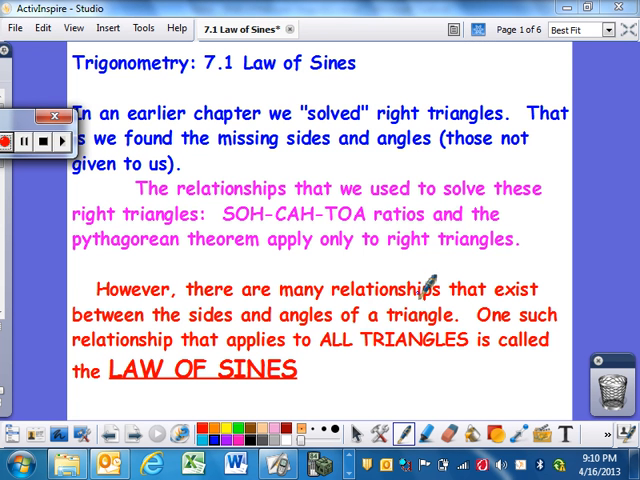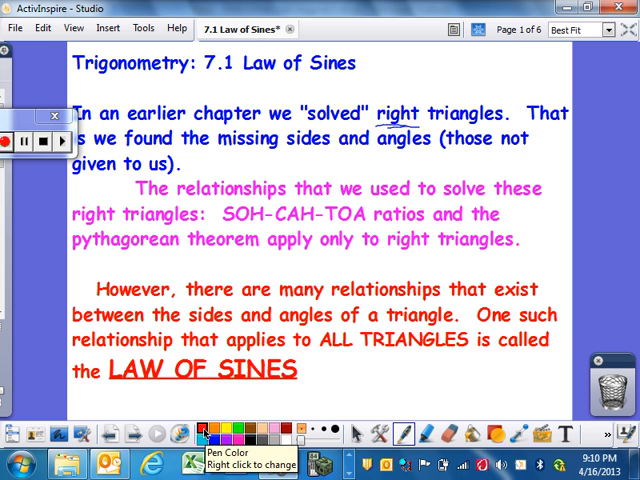Alright everybody, this is section 7.1. This is called the law of sines. This is going to be a tool that we use to solve triangles. Now it doesn't necessarily have to be right triangles like we have used in previous chapters. There are relationships that do not necessarily need SOHCAHTOA to solve.